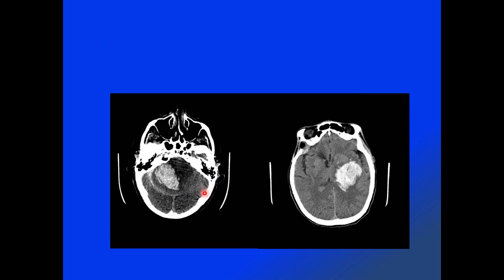Here we have two different cases of a patient with a posterior fossa parenchymal hemorrhage, which extends into the right middle cerebellar peduncle, and a large hematoma that involves thalamus on the left and likely extending into the posterior aspect of the lenticular nuclei as well.